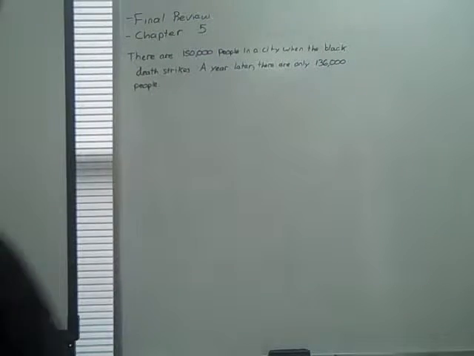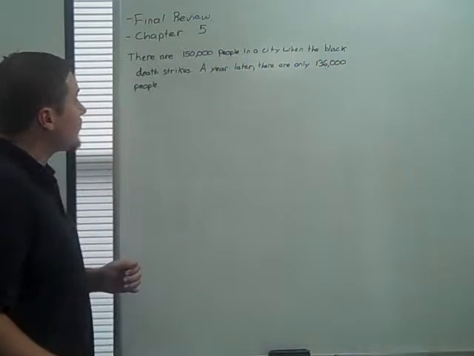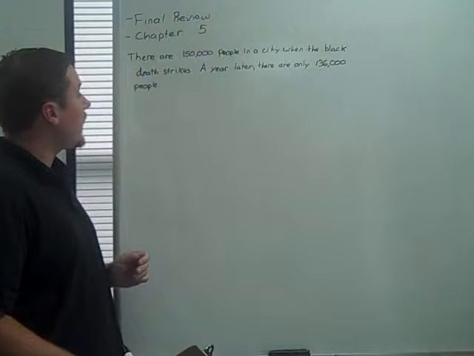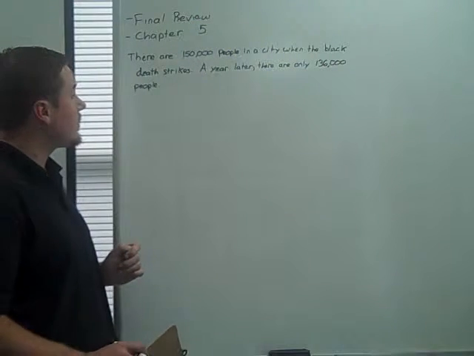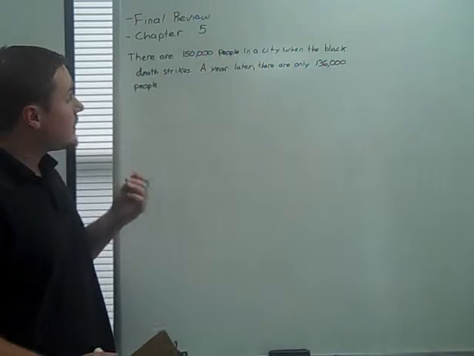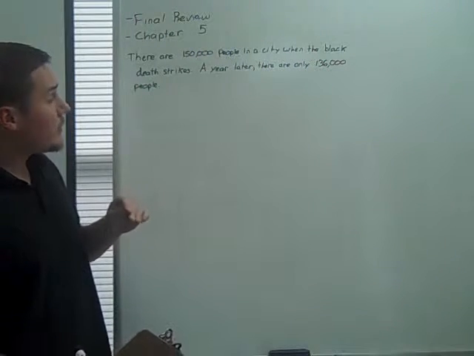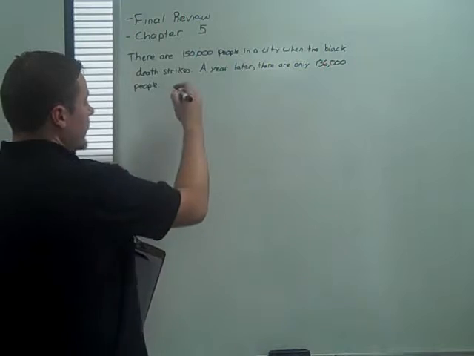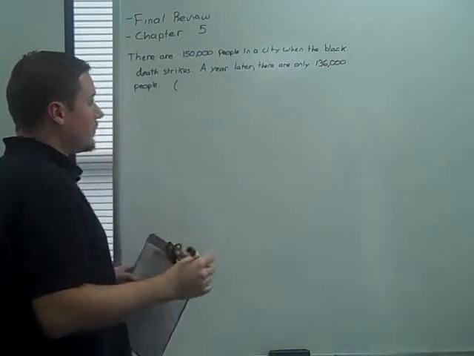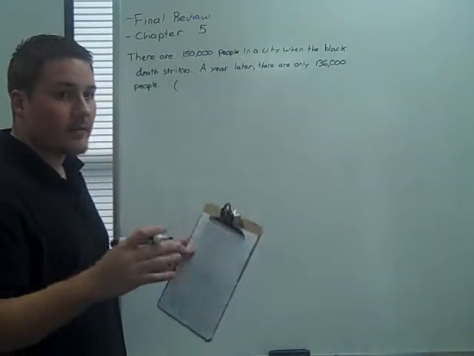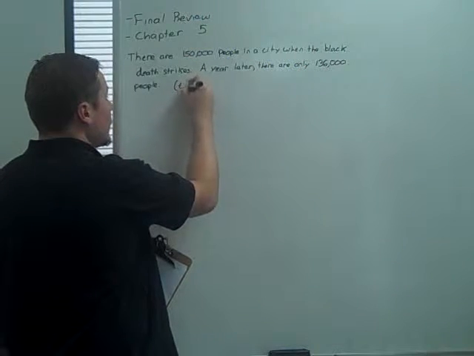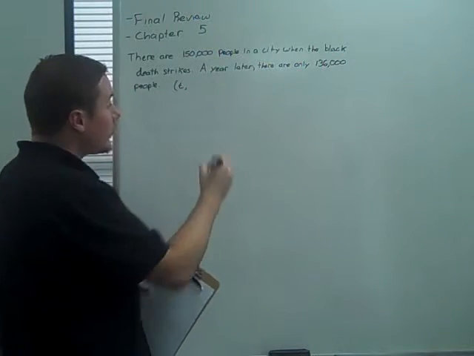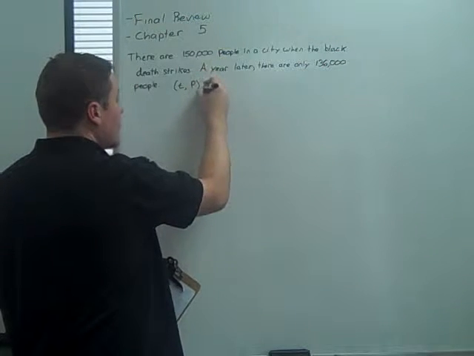Alright, for our next problem from Chapter 5, there are 150,000 people in the city when the Black Death strikes. A year later, there are only 136,000 people. Now when I see something like this, I'm going to create some data points. Namely, well, what kind of points? Well, the independent variable seems like time, or t. And the dependent variable would be p, or population.